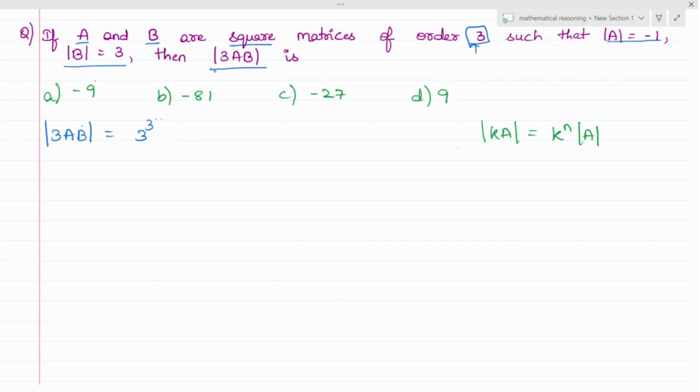So it becomes 3 cube determinant AB, and determinant AB can be split into determinant of A and determinant of B. So it's nothing but 27. What is the determinant of A value? Minus 1. Determinant of B is 3. So it's nothing but minus 81. So option B is the correct answer to this question.